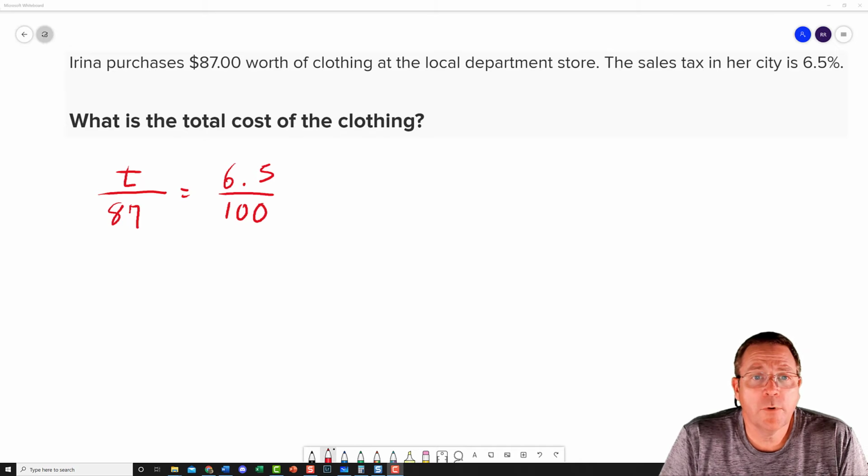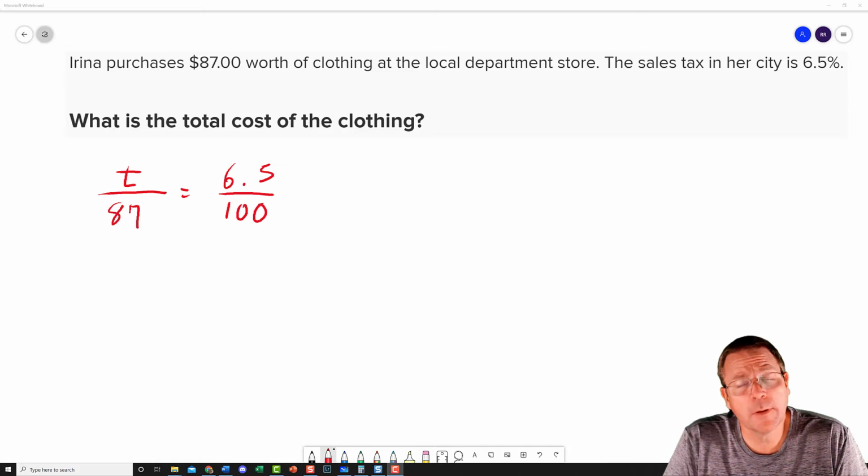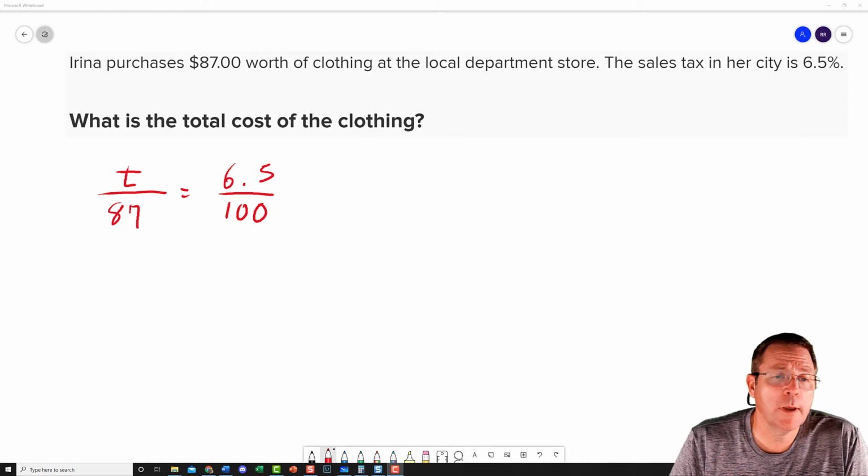Now I started this problem like we started a lot of the others. I'm going to go ahead and just find the tax, then I'm going to add the tax back to the original price. The other techniques are perfectly good too, and if you understand them, sometimes it makes it easier. So let's see how this is going to work.